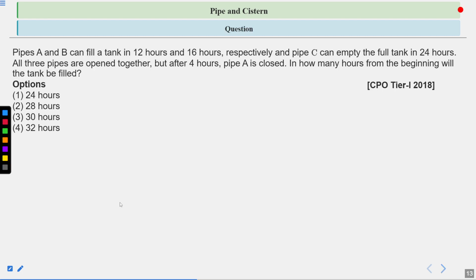Pipes A and B can fill a tank in 12 hours and 16 hours respectively, and pipe C can empty the full tank in 24 hours. All three pipes are open together, but after 4 hours, pipe A is closed. In how many hours from the beginning will the tank be filled? This question was asked in the CPO Tier 1 exam in 2018. There are 4 options. First is 24 hours, second is 28 hours, third is 30 hours, and fourth is 32 hours. Now you have 10 seconds to analyze the question. Your time starts now.